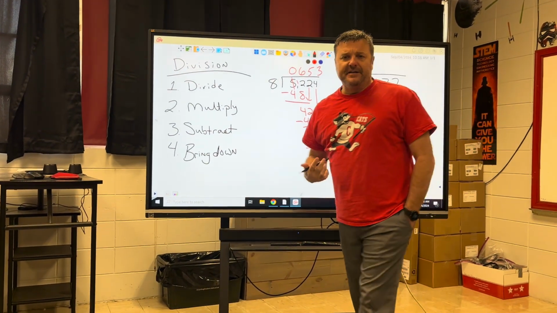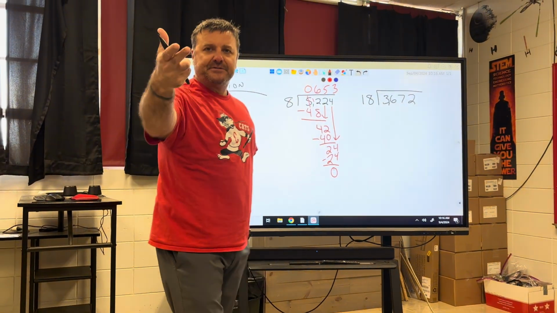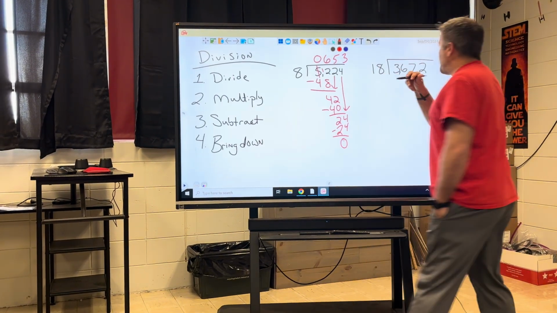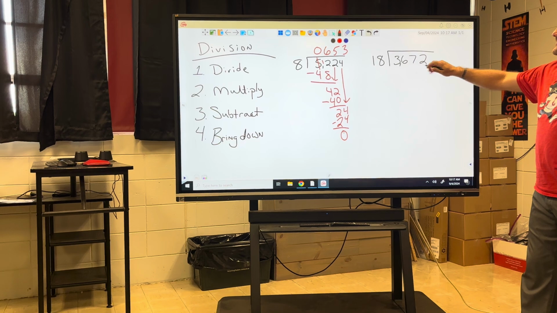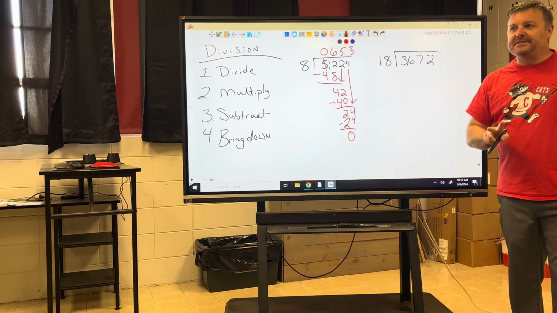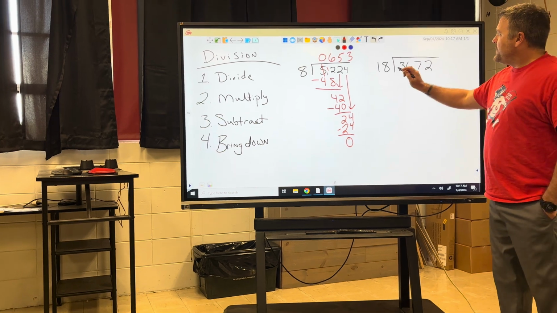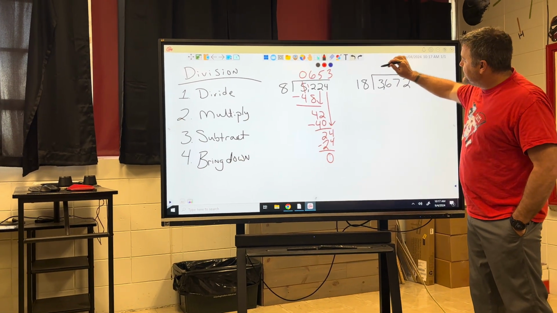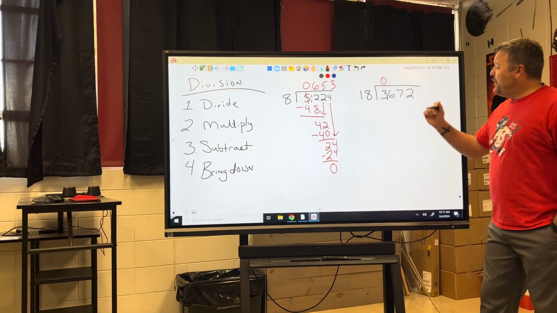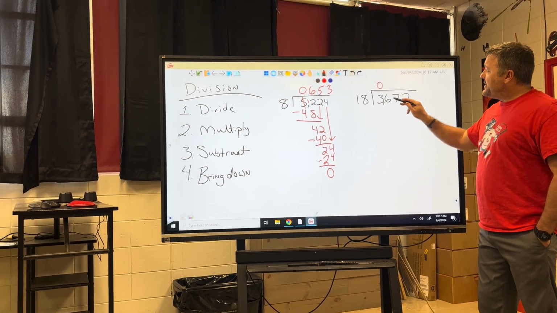It's the same type of division that I learned back when I was in school. Parents probably learned it the same exact way as well. One more problem. We've got 3,672 divided by 18. This is a little bit different because it's a 2-digit number, okay? 3 divided by 18 is going to be 0 because I can't do it. I bump over to the 6, so now I've got 36.